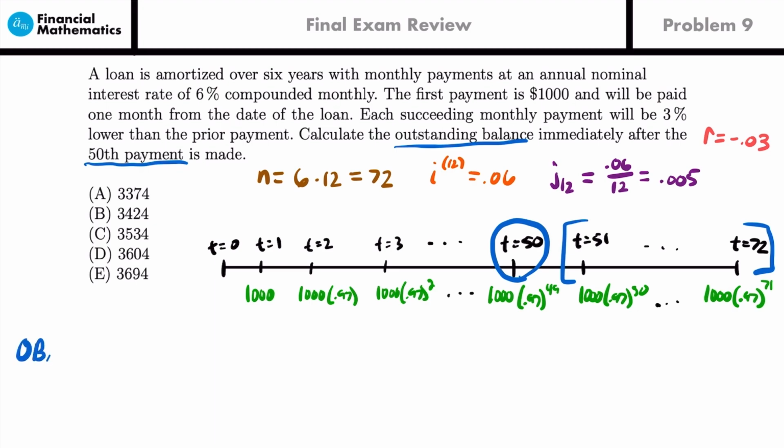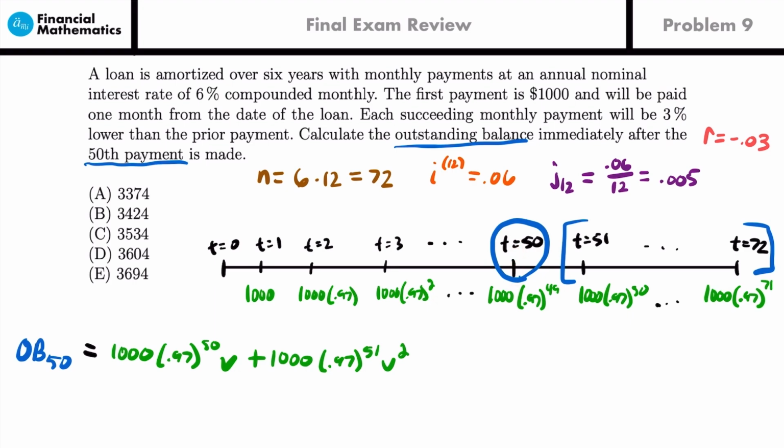For OB50, or the outstanding balance at time 50, here's how we would calculate that. We'd start with the payment at time 51, but we would need to bring it back 1 period or 1 month. So we'd have 1,000 times 0.97 to the power of 50, but then you need to multiply that by a present value factor to the first power. And then the next payment would be 1,000 times 0.97 to the power of 51. You would need to multiply that by v squared. You would have to bring it back 2 periods to be valued at time 50.